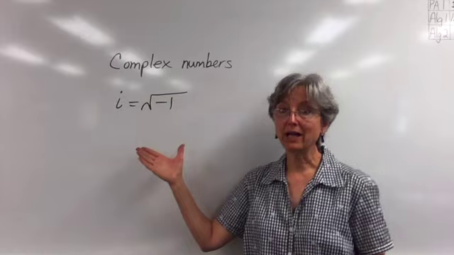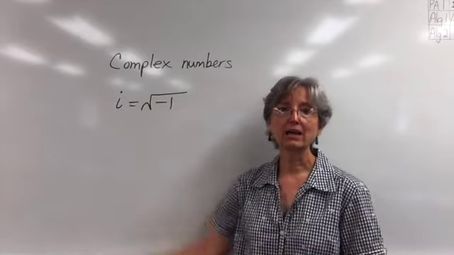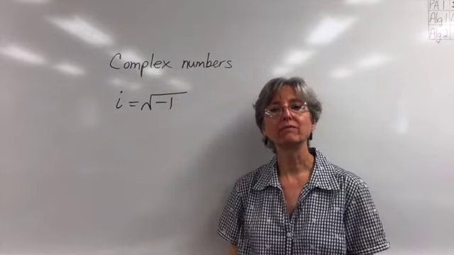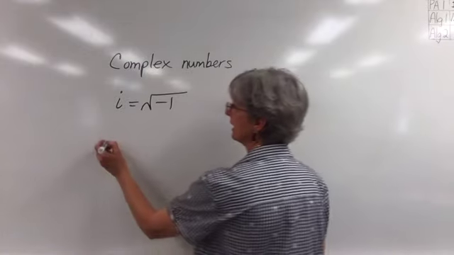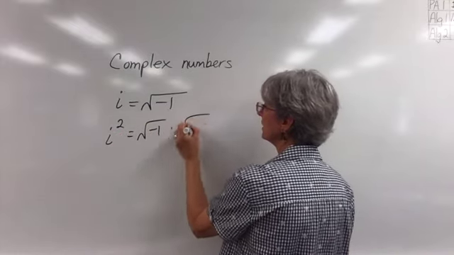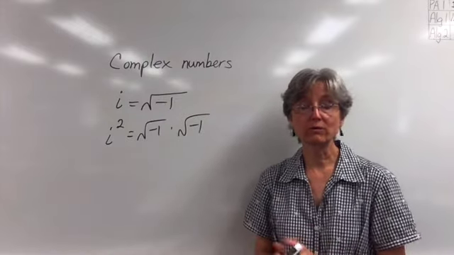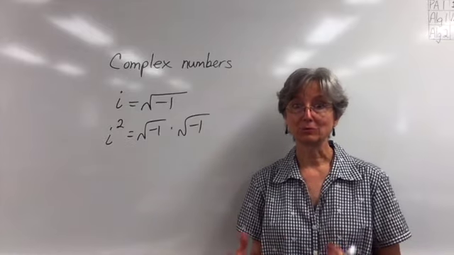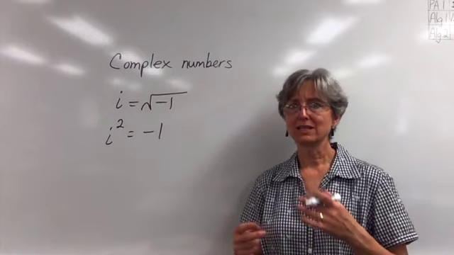So if there was some kind of number that when you multiplied it by itself, you would get -1, that number would be i. So i is equal to the square root of -1. Now think about that. That means that i squared is the square root of -1 times the square root of -1. Well, what's the square root of -1 times the square root of -1? Hopefully you will say -1, right?